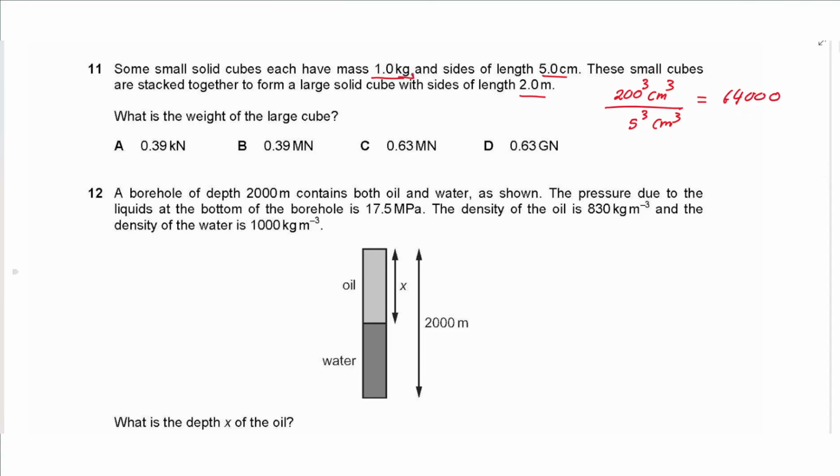And we have the mass of each cube, 1 kilogram. So we multiply that by 64,000, and then we multiply it by 9.81 to get the weight. That gives an answer of 627,840. So that's not 0.39, not 39, it is not giganewton. It's not in billions, it's in millions. It's just below a million. So the answer is C.